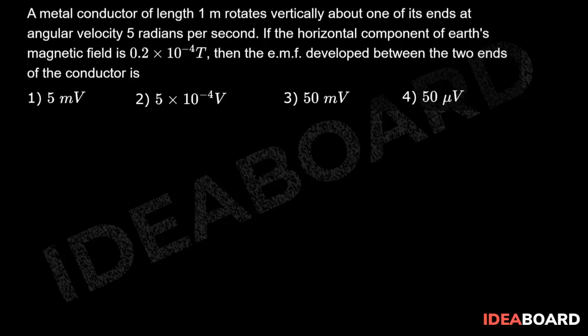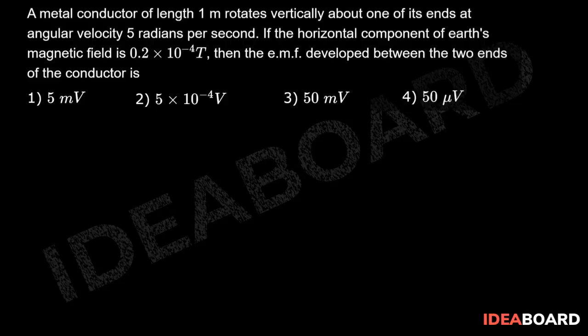A metal conductor of length 1 meter rotates vertically about one of its ends at angular velocity 5 radian per second. If the horizontal component of the Earth's magnetic field is 0.2 into 10 to the power minus 4 Tesla, then the EMF developed between the two ends of the conductor is.